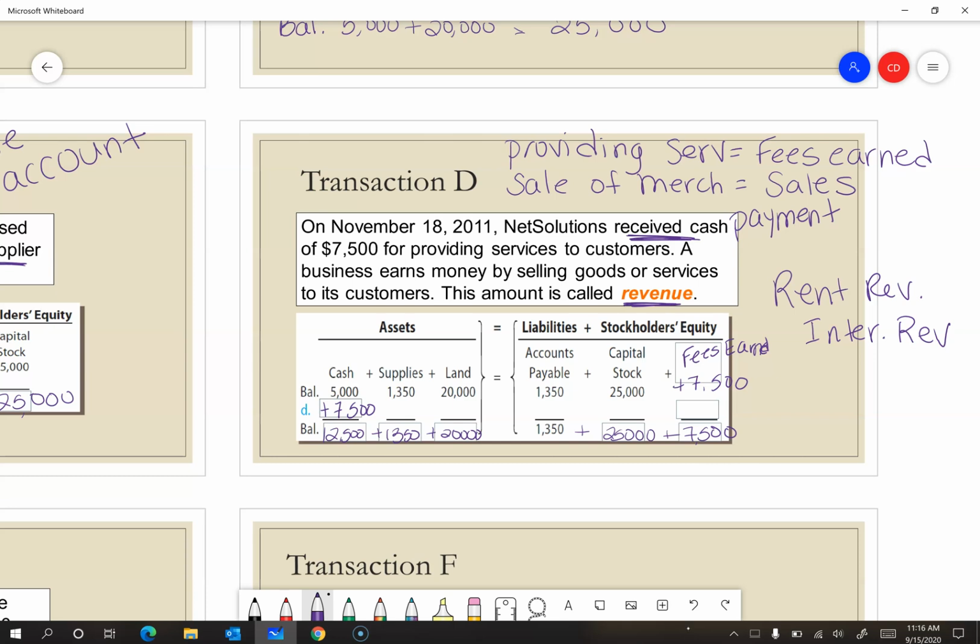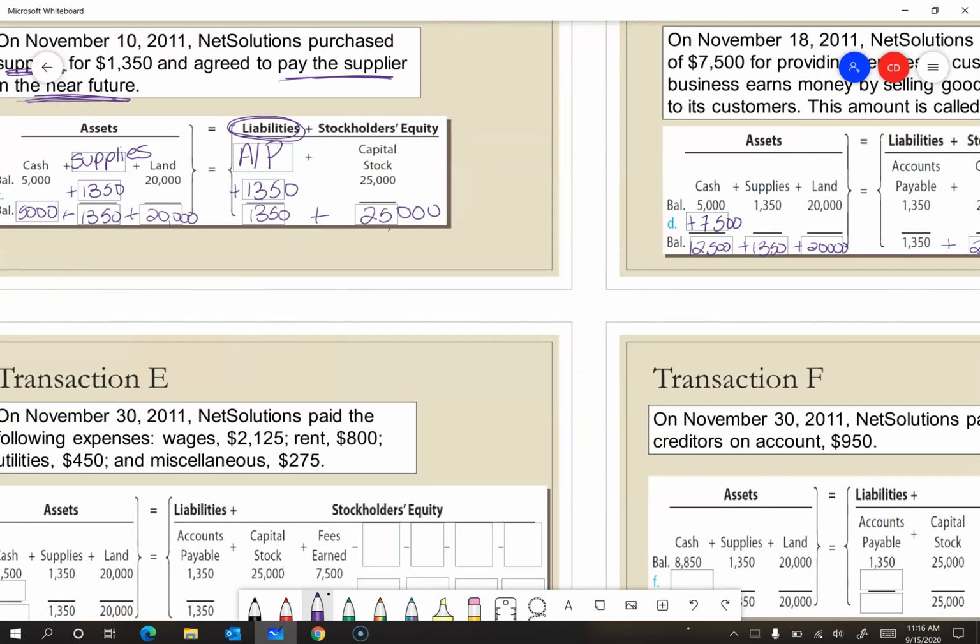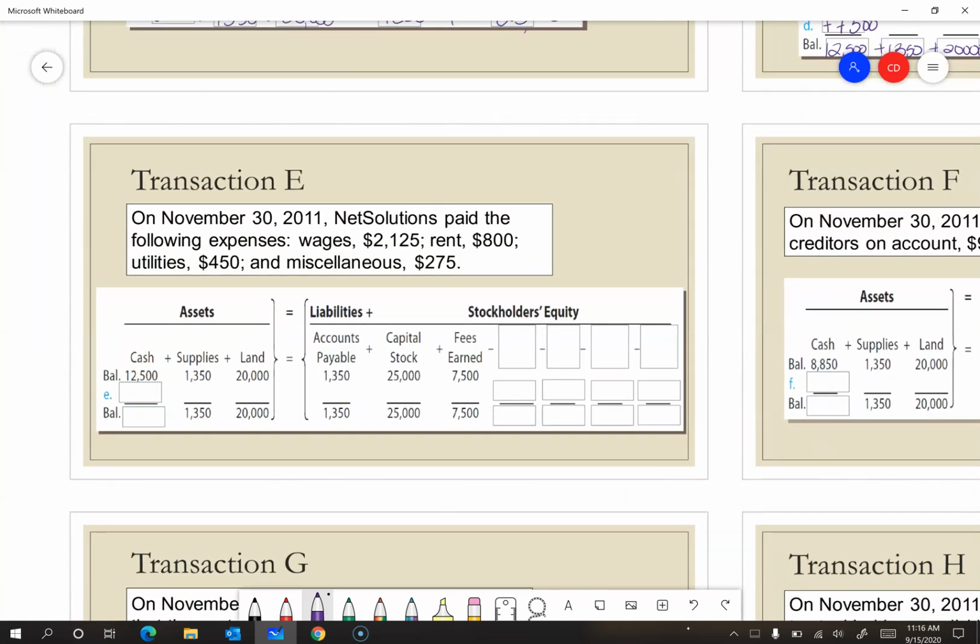Okay, so there's our updated balances. All right, moving along. Slide along here. All right. E. On November 30th, 2011, Net Solutions paid the following expenses: wages, rent, utilities, and miscellaneous.